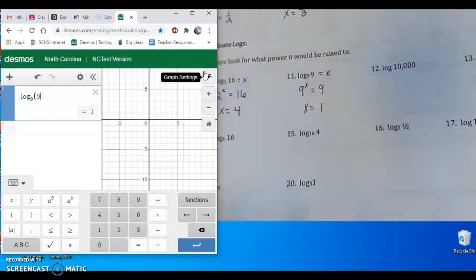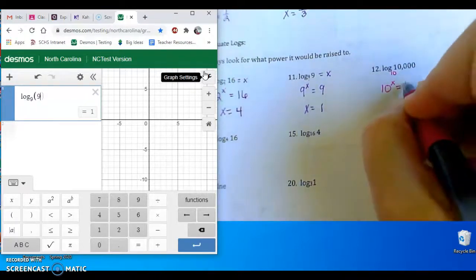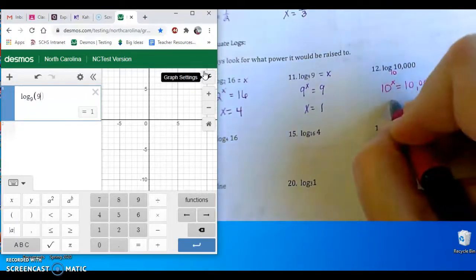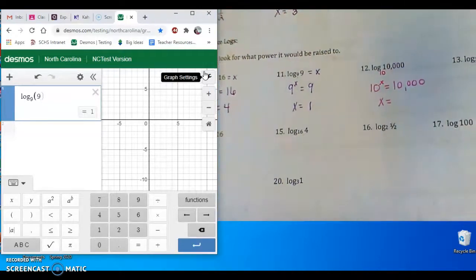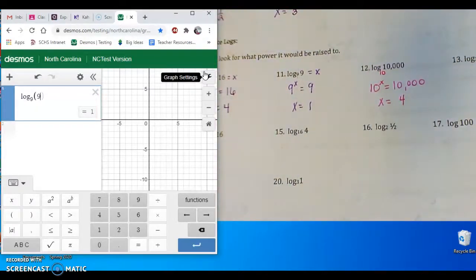Okay. What's understood to be the base on number 12? 10. So we're saying 10 to what power is 10,000. And I think I told you earlier, depending on how many zeros there are, that tells you what the power is. It's going to be a 4. Again, you can put it in here. Whenever it's log and there's no base, you can just press log. You don't even have to go to that function. Oh, you don't put commas, sorry. And so you get 4, which is what we thought the answer was.